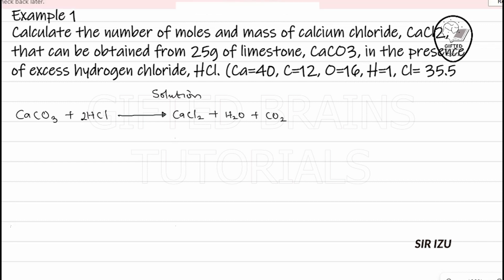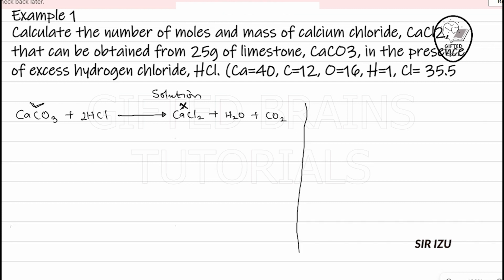The next thing now to do is to mark out the two substances we shall be relating in this question. The first of all is to calculate the number of moles and mass of calcium chloride. So I'm going to be marking this out as the required. And then again, that can be obtained from what? Limestone. So I'm going to mark limestone again. This is a given. You ought to know this. I'm going to split my screen into two, to do some calculations.